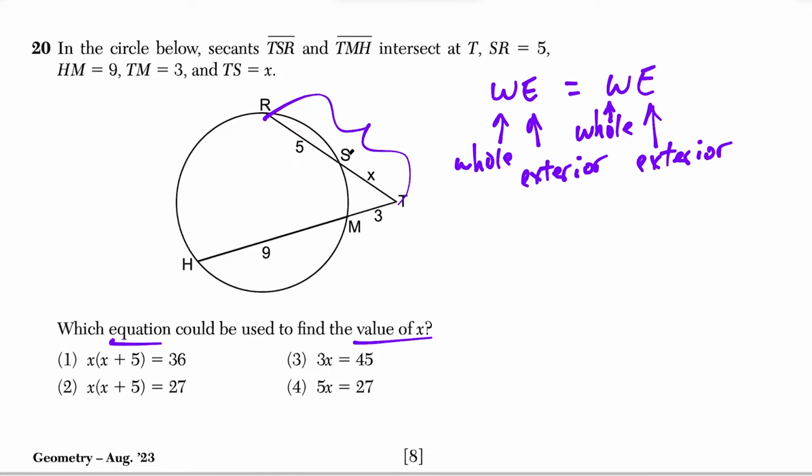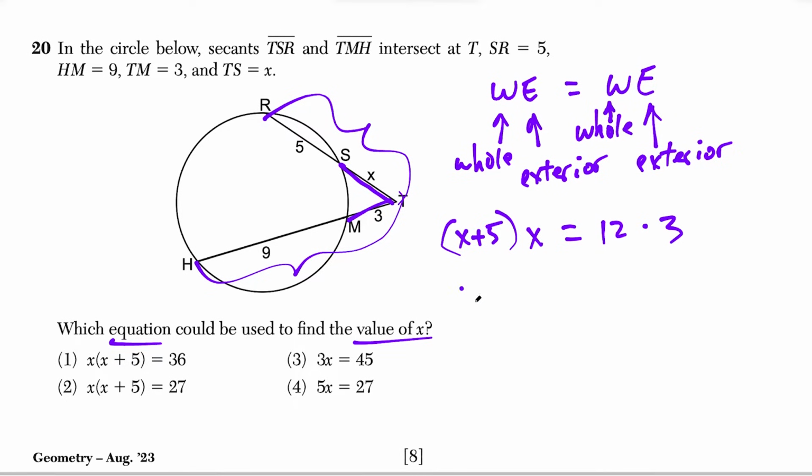So for this first secant over here, we'll just say RT is our first secant. We have the entire segment is x plus 5 because we have to go over x and then over 5. So we have x plus 5. That's the whole segment. And then we multiply it by the exterior part of the secant. And the exterior is just this piece over here, x. So we have x plus 5 times x. And now we could say this is equal to the whole segment over here. We just have to add 9 plus 3 is 12. And then we're going to multiply that by the exterior part of the secant, which is 3. So we're doing 12 times 3. And now we just work this out, and I'll just flip these here because that's how it looks in the answer key. So we have x times x plus 5 is equal to 12 times 3, which is 36. And now this matches up with choice 1.